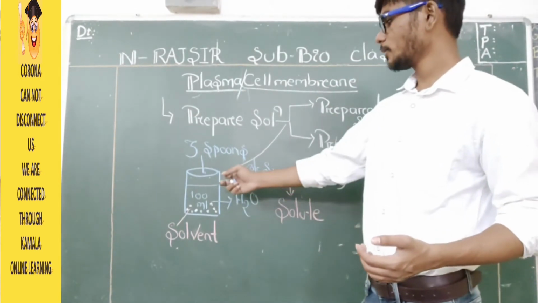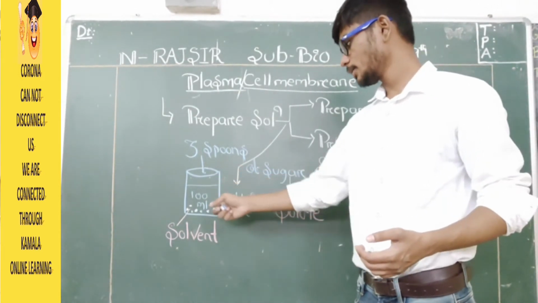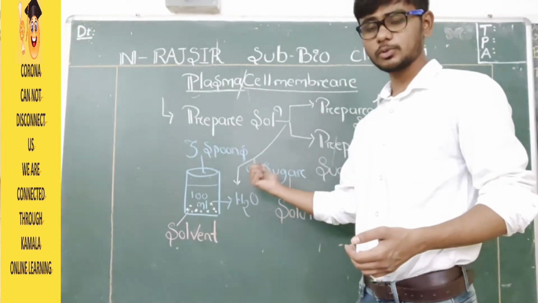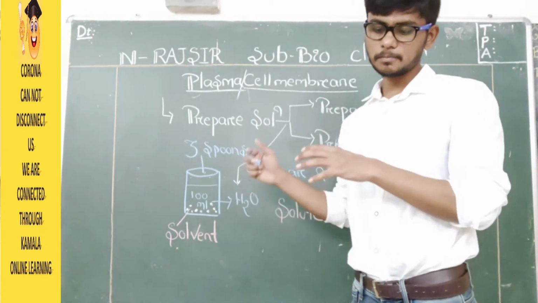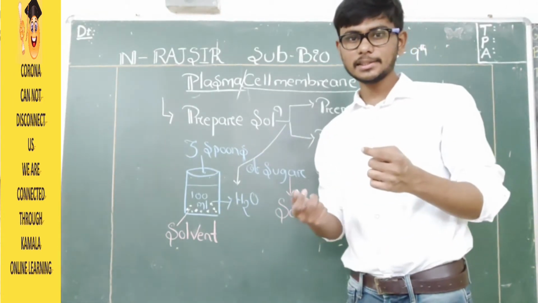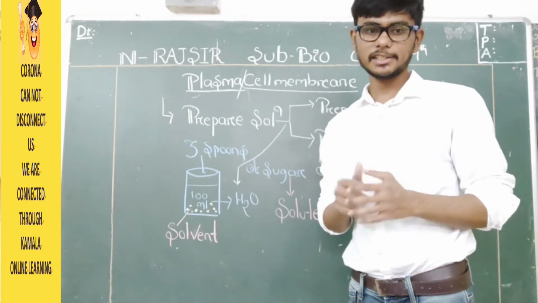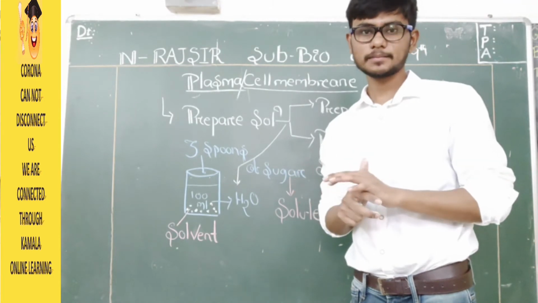To be frank, whatever we have discussed, that this is a solute, this is a solvent, solute is your sugar and solvent is your water. So this is quite the same, but the only thing is you cannot add more sugar in it. It's finished, it's full.